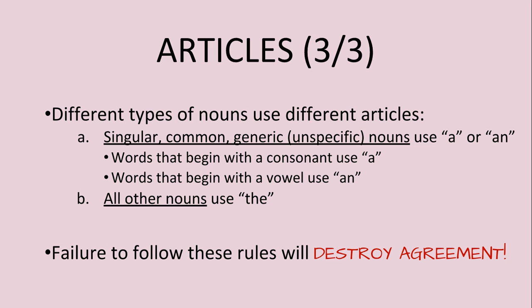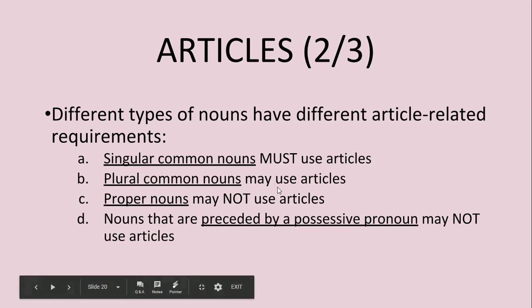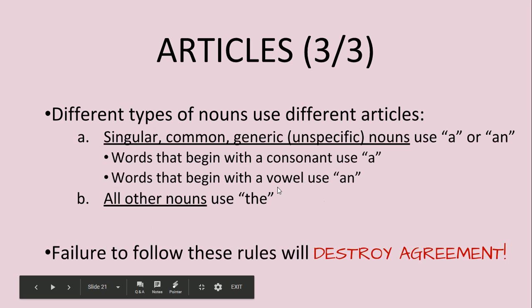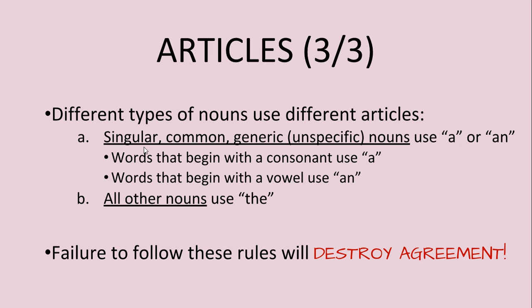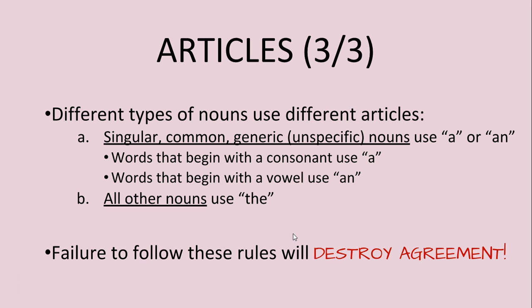Wow, that was a lot of rules. Guess what? There's even more rules. Not only are there categories of nouns governing when you can use articles, but for these two types of nouns that can use articles, they can only use specific articles. So first, a singular common generic noun uses a or an. Like, James walks to a park. That's just some park, it's singular, it's a common noun, and it's generic. It's not talking about some specific park, it's just some random park. James walked to a park.